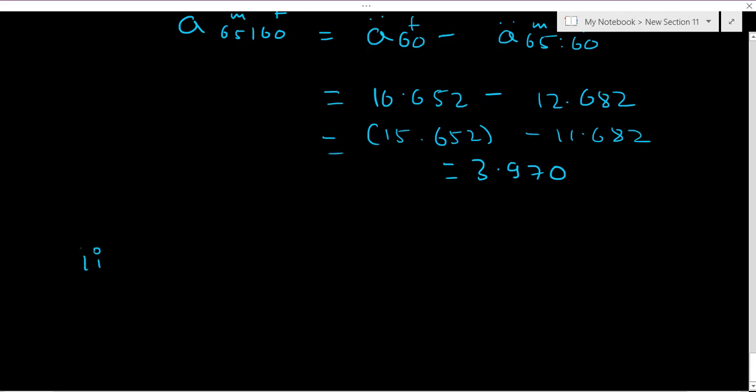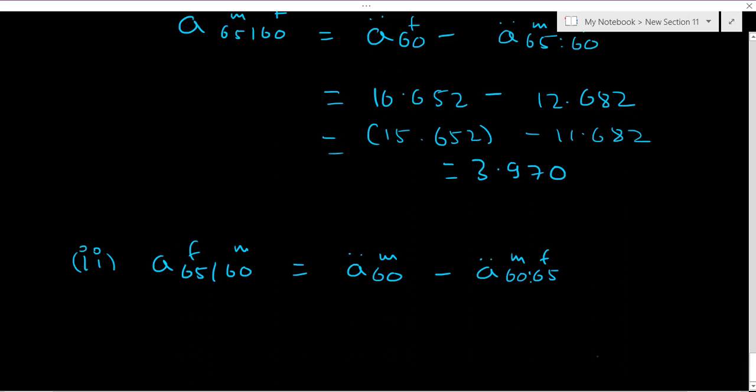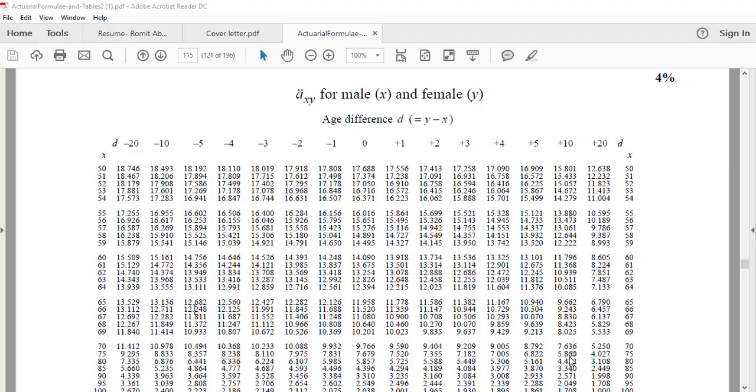The second part asks us to calculate a 65 given 60, where 65 is the female and 60 is the male, right? So this becomes a due 60, that is the male, minus a due 60 65, this is the male, this is the female, right? So let's check out these values from the tables.